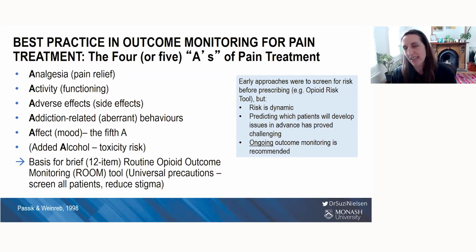I guess also just to flag that early approaches often were more centred on risk screening before starting opioids, as opposed to necessarily monitoring people as they go. But we do know that this risk is dynamic. Things can change for people, and often when problems are emerging with prescribed opioids, it can be in the context of psychosocial stresses or other things that are happening for patients. So it is important to monitor as time goes on. And we know that tools like the opioid risk tool, while they make sense, actually aren't very effective in predicting who's going to develop problems later on. So again, this supports the idea of ongoing monitoring.